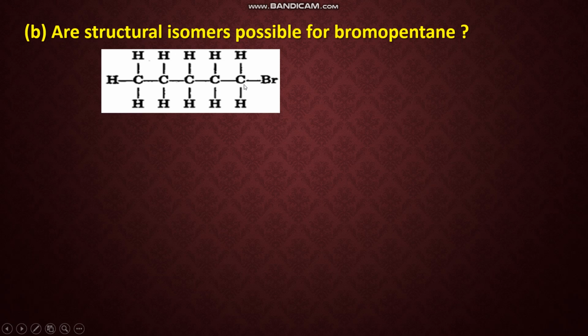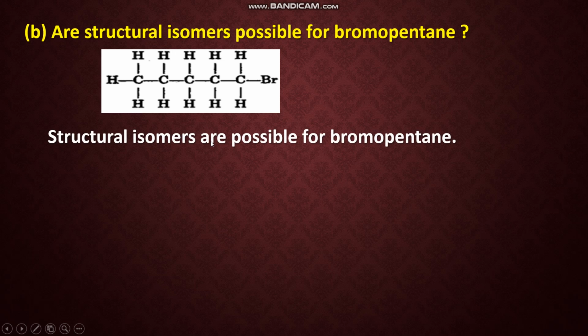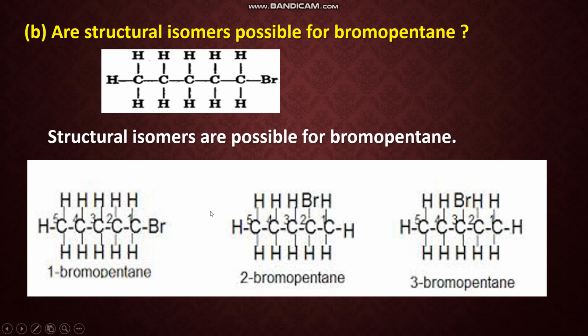So here we have to start numbering from this carbon: 1, 2, 3, 4, 5. This is called 1 bromopentane, one isomer. If you draw the bromine here, that is 2 bromopentane. And if bromine is attached to this carbon, this is 3 bromopentane. So structural isomers are possible for bromopentane. We get 3 structural isomers: 1 bromopentane, 2 bromopentane, 3 bromopentane. Now you will have a doubt. We can draw here also, that will become 4 bromopentane, and here 5 bromopentane.